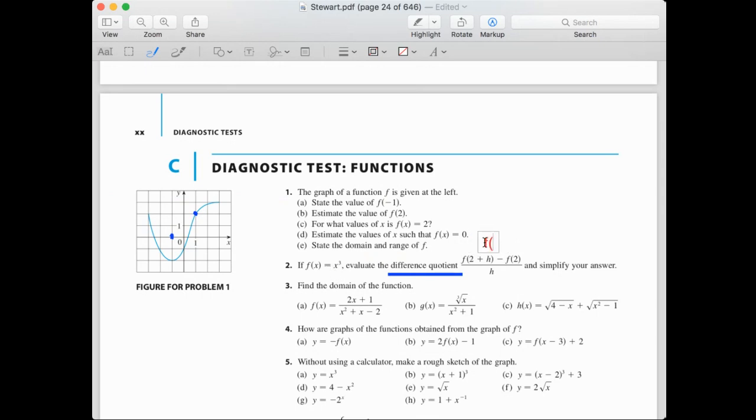Because here the function is defined as x cubed. So f of 2 plus h equals 2 plus h raised to 3. So we just substitute, right? We check the function, we substitute the variable. The variable x is given as 2 plus h here. Then subtract f of 2. Right? f of 2 is just 2 cubed. Then do the calculation.